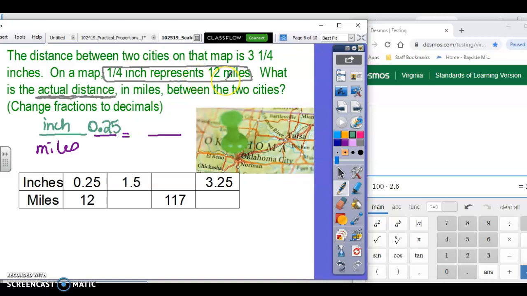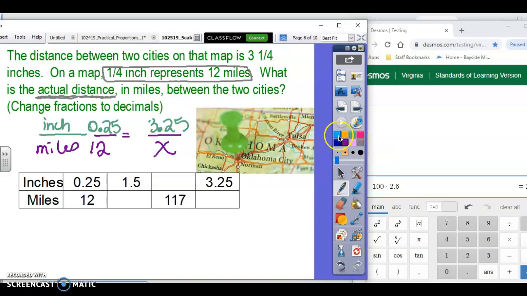And they said that that is equal to 12 miles. So I put my 12 miles right here. Then it tells me on the map that it's 3 1/4 inches. So I go back to my green color. 3 1/4 is just 3.25. And I'm trying to find the actual distance in miles, so I put an X there.